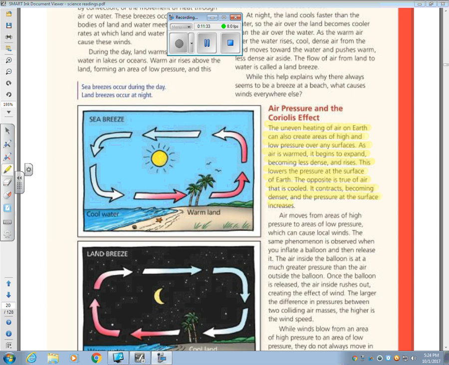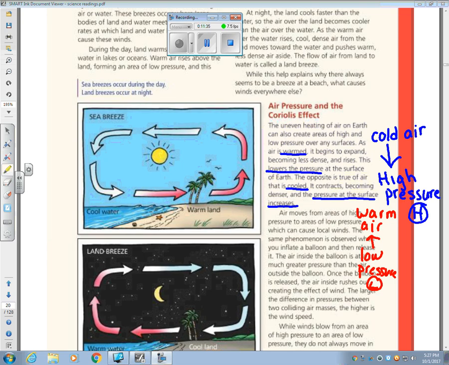So basically what's important here is that cold air, because it's going down, is causing a lot of pressure on the surface of Earth. And so we call that a high pressure. And you'll notice the H with the circle around it, that's how we write high pressure. And the warm air, because it's going up and expanding, that's low pressure because it's not pushing down on the Earth. And so we call that an L with a circle around it. So basically, cold air causes high pressure and warm air causes low pressure.